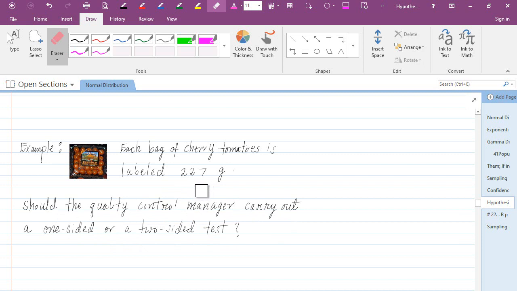As a quality control manager for the company who's producing this, you don't want the mean weight to be less than 227, and you also don't want the mean weight to be bigger than 227. So in this case, I would say that the alternative hypothesis is that the mean weight is not equal to 227 grams.